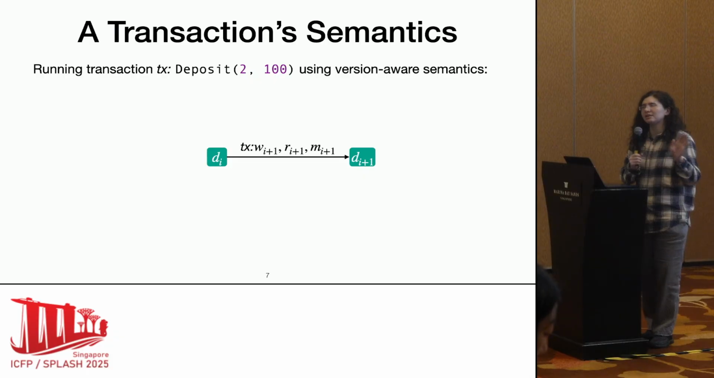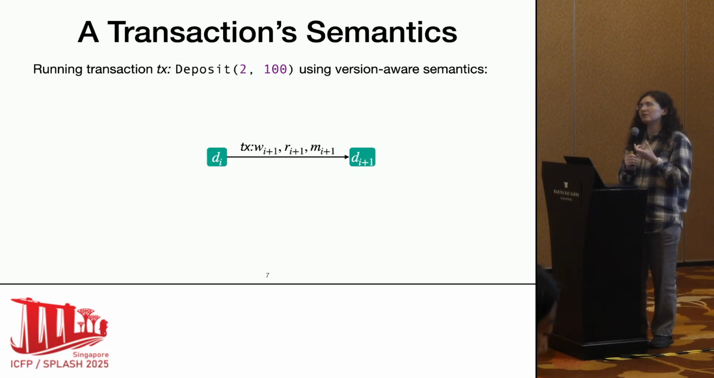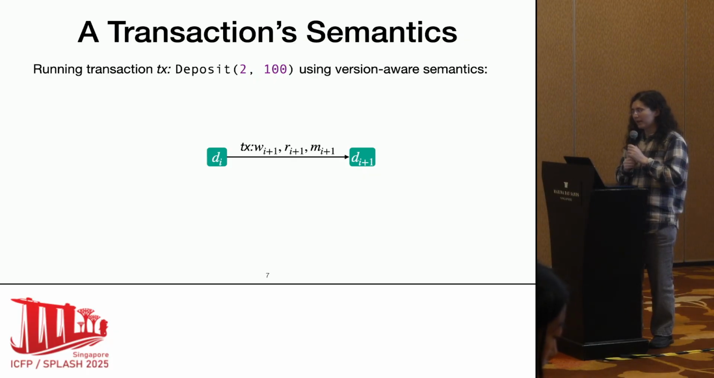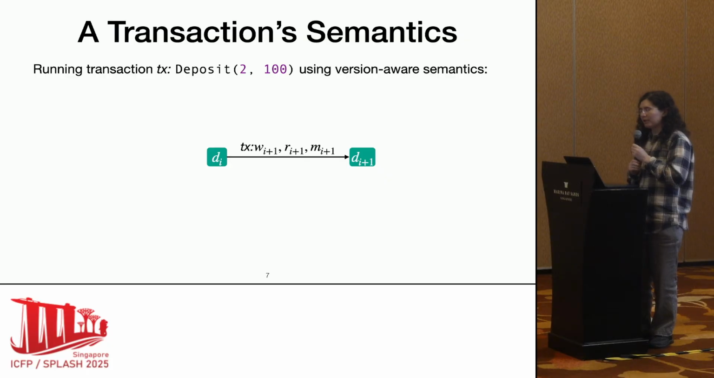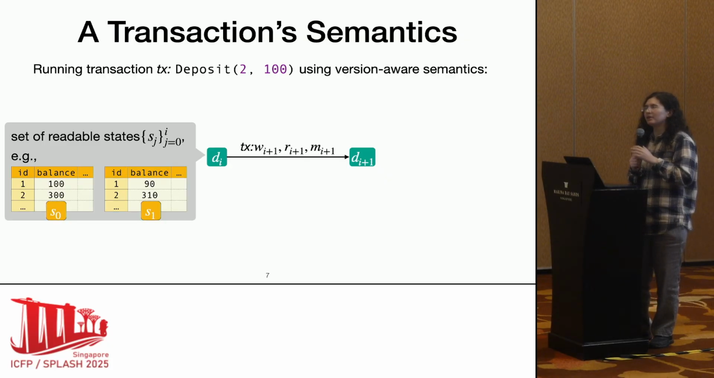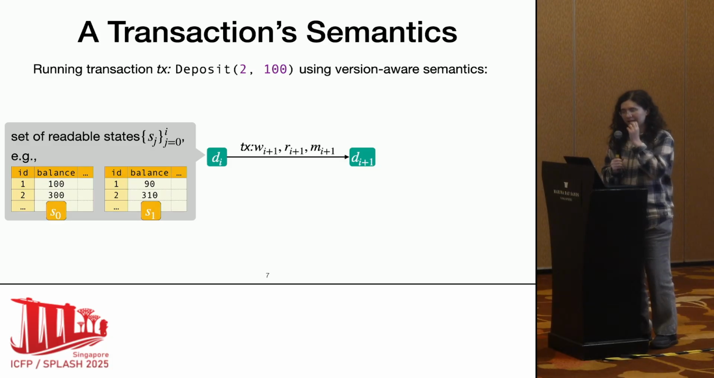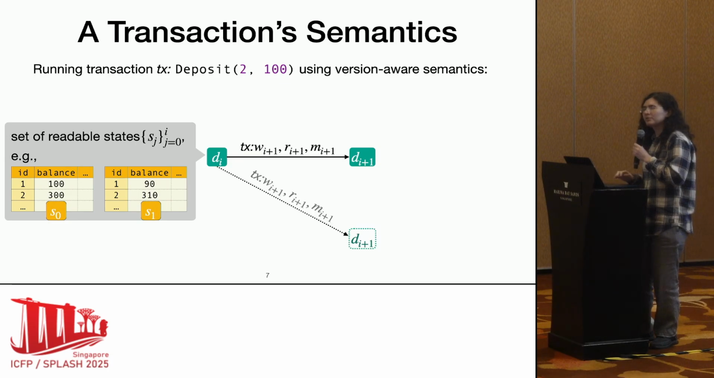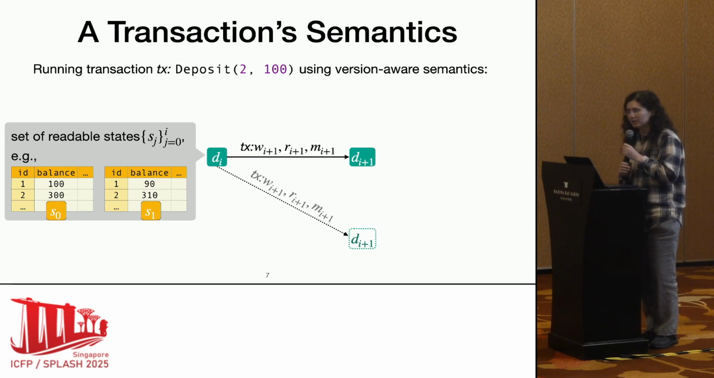We can take an example: maybe we have this transaction that's trying to deposit $100 into the bank account with ID 2. If we run this transaction with respect to a set of two states, then the version-aware semantics will allow us to read from either of them. So this is a non-deterministic semantics.